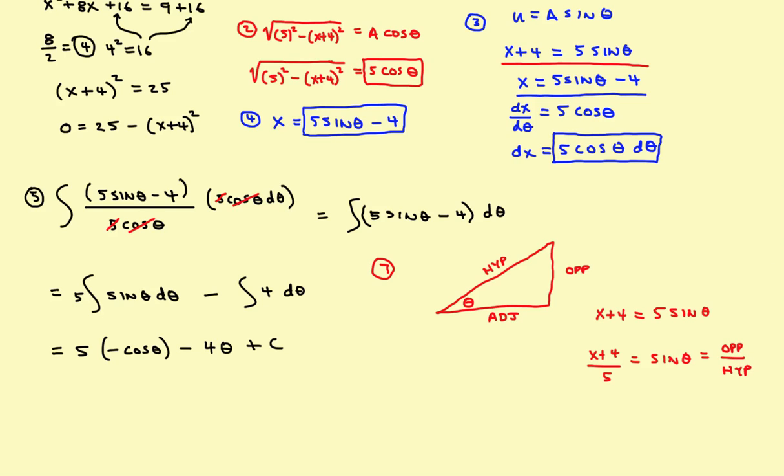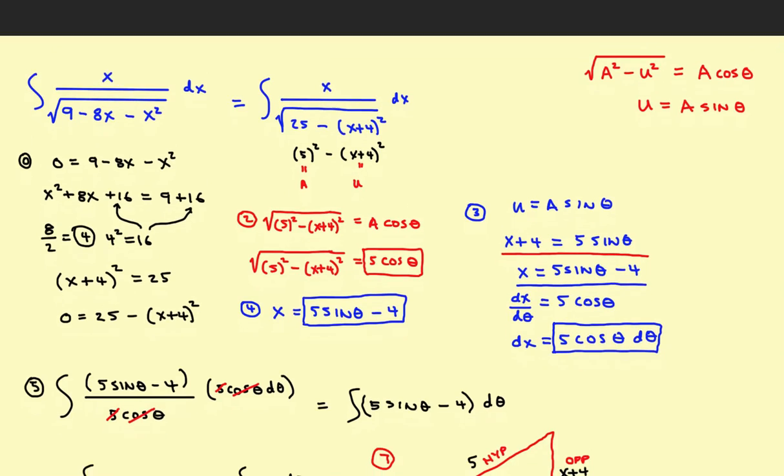So in this case, that'll allow you to label two of your sides. So in our problem, the opposite side, the numerator, is x plus 4. So this side over here is going to be x plus 4. Now the denominator, the hypotenuse, is going to be 5. So this side right here will be 5. And then the remaining side, just like in those previous problems, will always be the original square root.